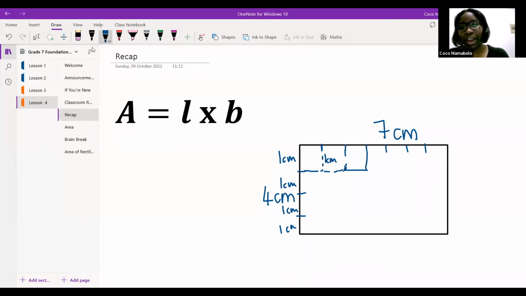Okay, and if I add up all these squares, can you guys pop in the chat for me? How many squares do you think I'm going to have that are 1 centimeter by 1 centimeter? I have to calculate all of them.